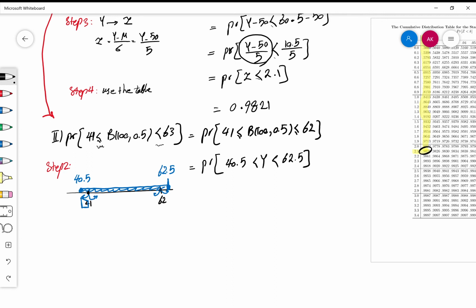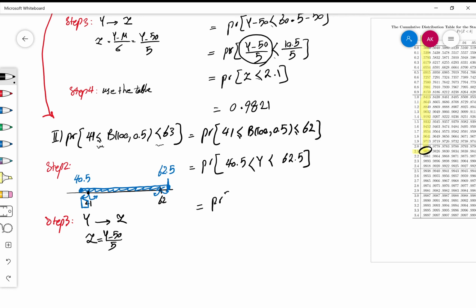And again, you can put either equalities here or not, it doesn't matter, because this is a continuous variable and you don't need to be worried about equality or not. Okay, that's step 2. Step 3 is we turn this Y to Z, to standard normal. So Y to Z, and again (Y minus 50) over 5 will be the standard normal random variable.